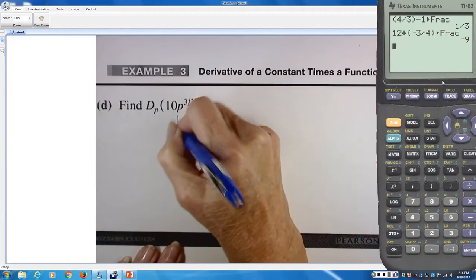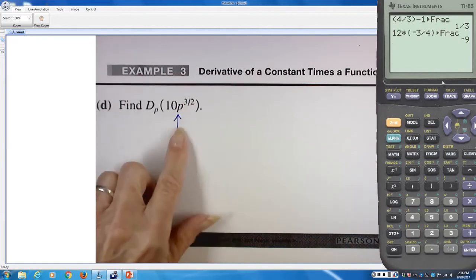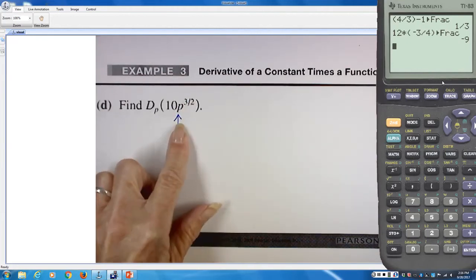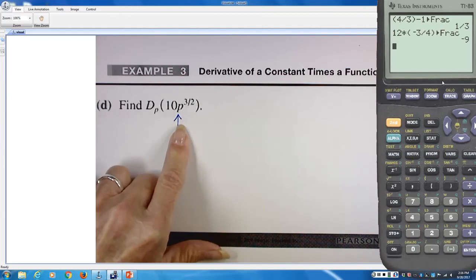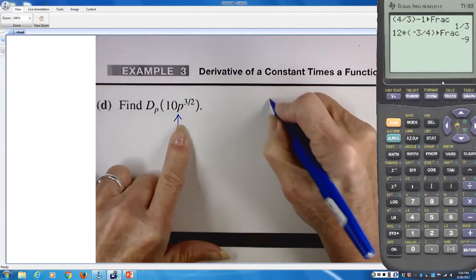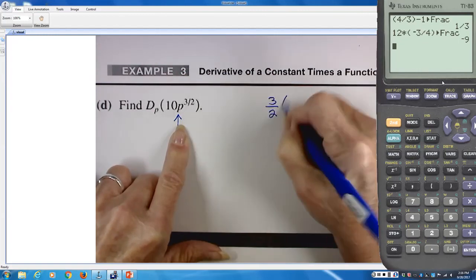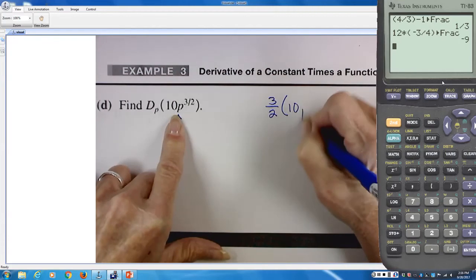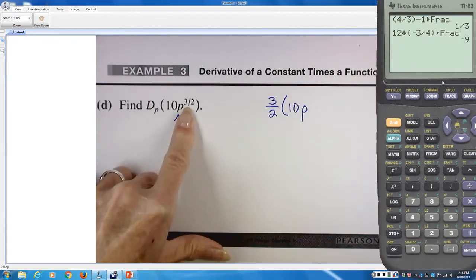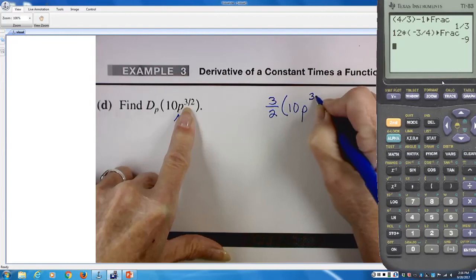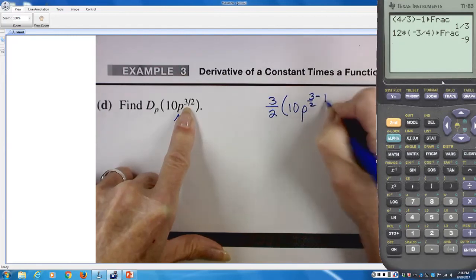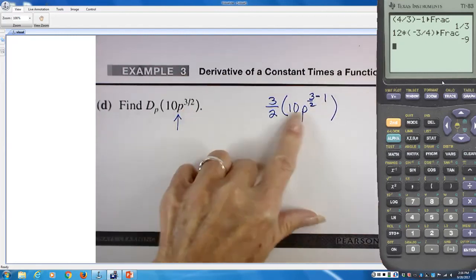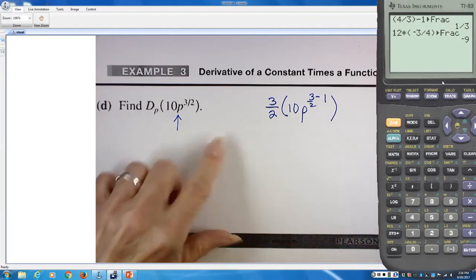My function, 10p to the 3/2 power. If I'm going to find the derivative, what do I do first? Down in front? Okay. And then I keep what? And then I need to subtract 3/2 minus 1. What's that going to come out to be? Well, 3/2 minus 1 is 0.5, but that's a half.